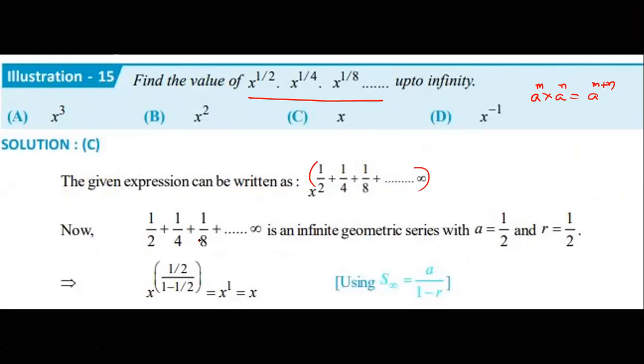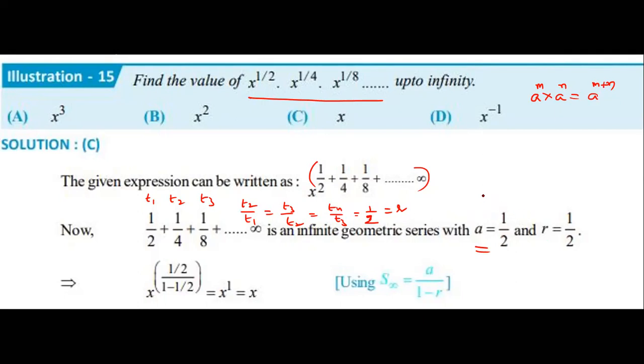Infinite geometric series. Clear? What is the a? 1 by 2. What is the common ratio? T1, T2, T3. So T2 by T1, T3 by T2, T4 by T3. Observe this one. We are getting common ratio 1 by 2. That's why it is a GP. It is a geometric series.